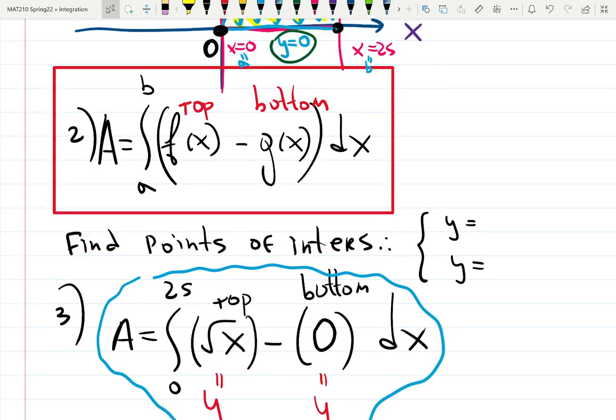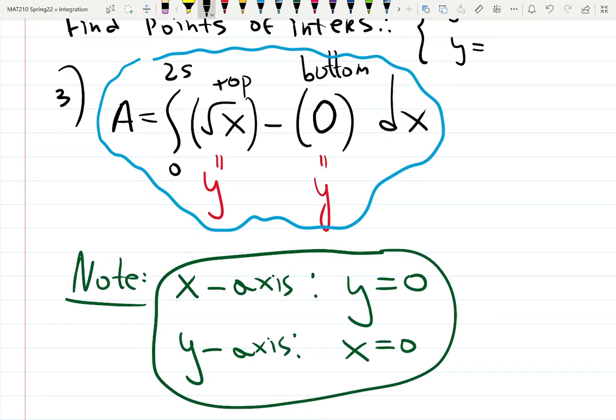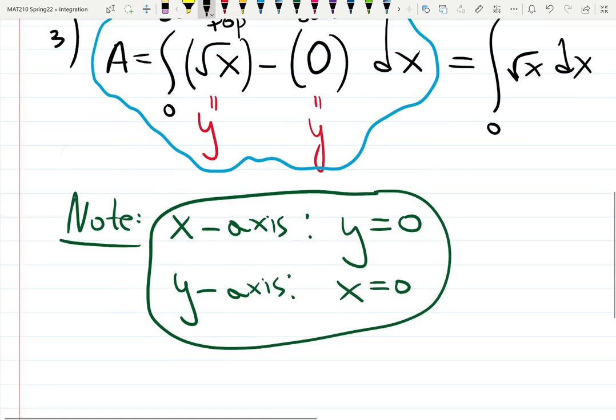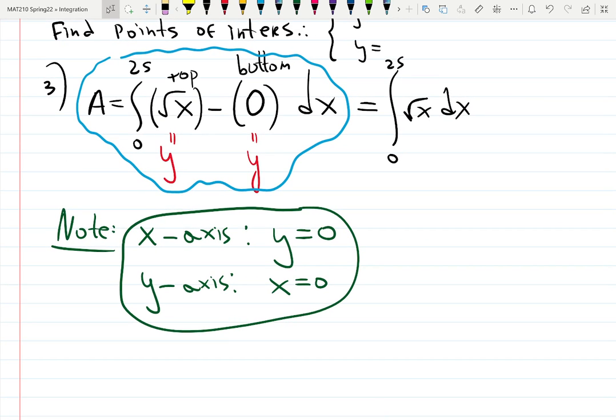And I'll have one more example. That's a good idea to do. And now you integrate. So I will rewrite it like this: the integral of square root of x dx from 0 to 25. Agree? And now you need to integrate that. What is the integral of square root of x?